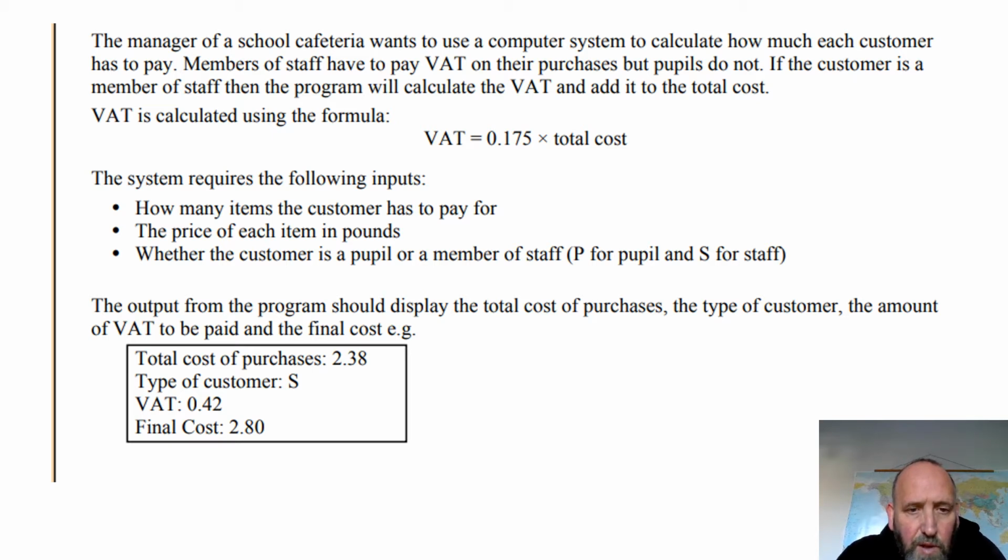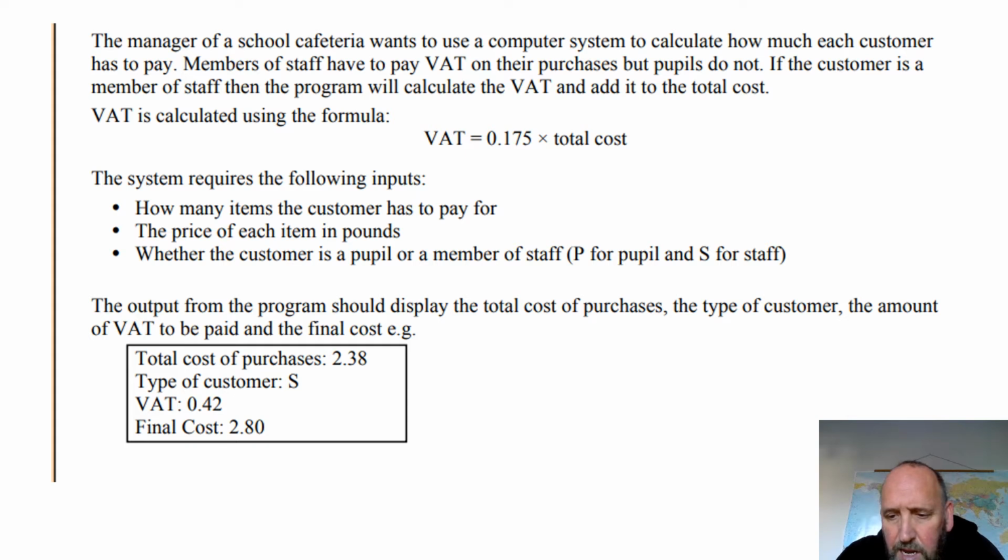The system requires the following inputs: how many items the customer has to pay for, the price of each item in pounds, whether the customer is a pupil or a member of staff, P for pupil and S for staff. The output from the program should display the total cost of purchases, the type of customer, the amount of VAT to be paid, and the final cost.